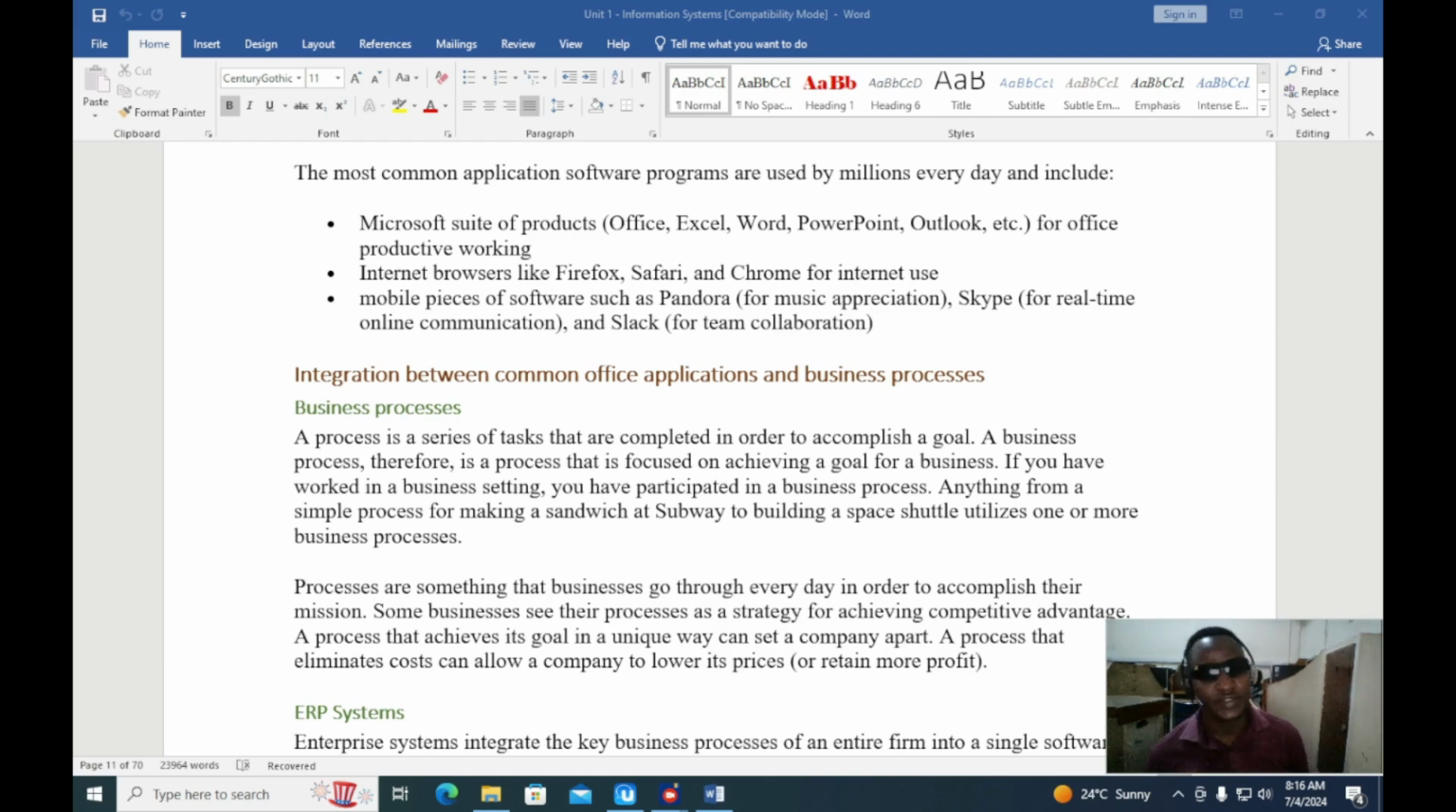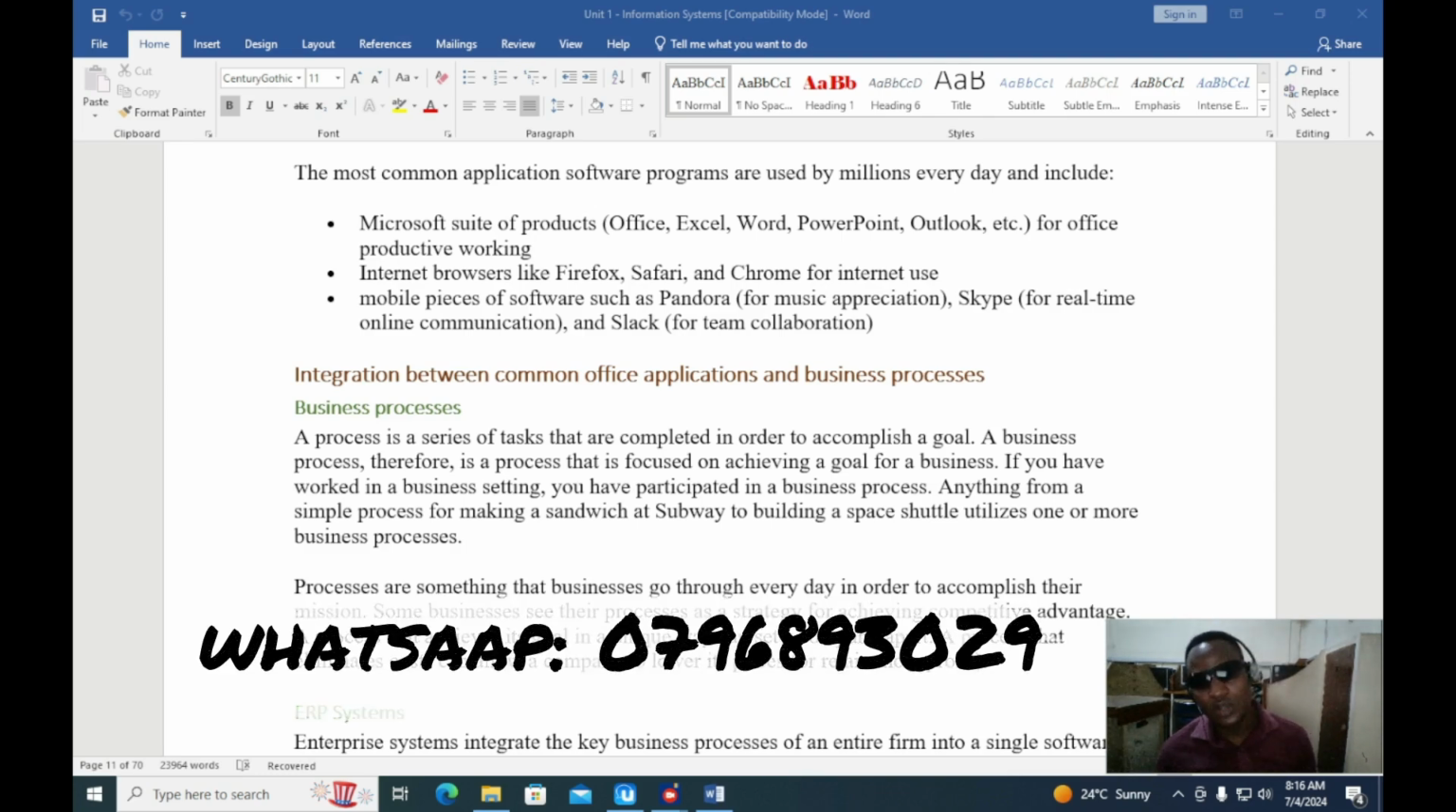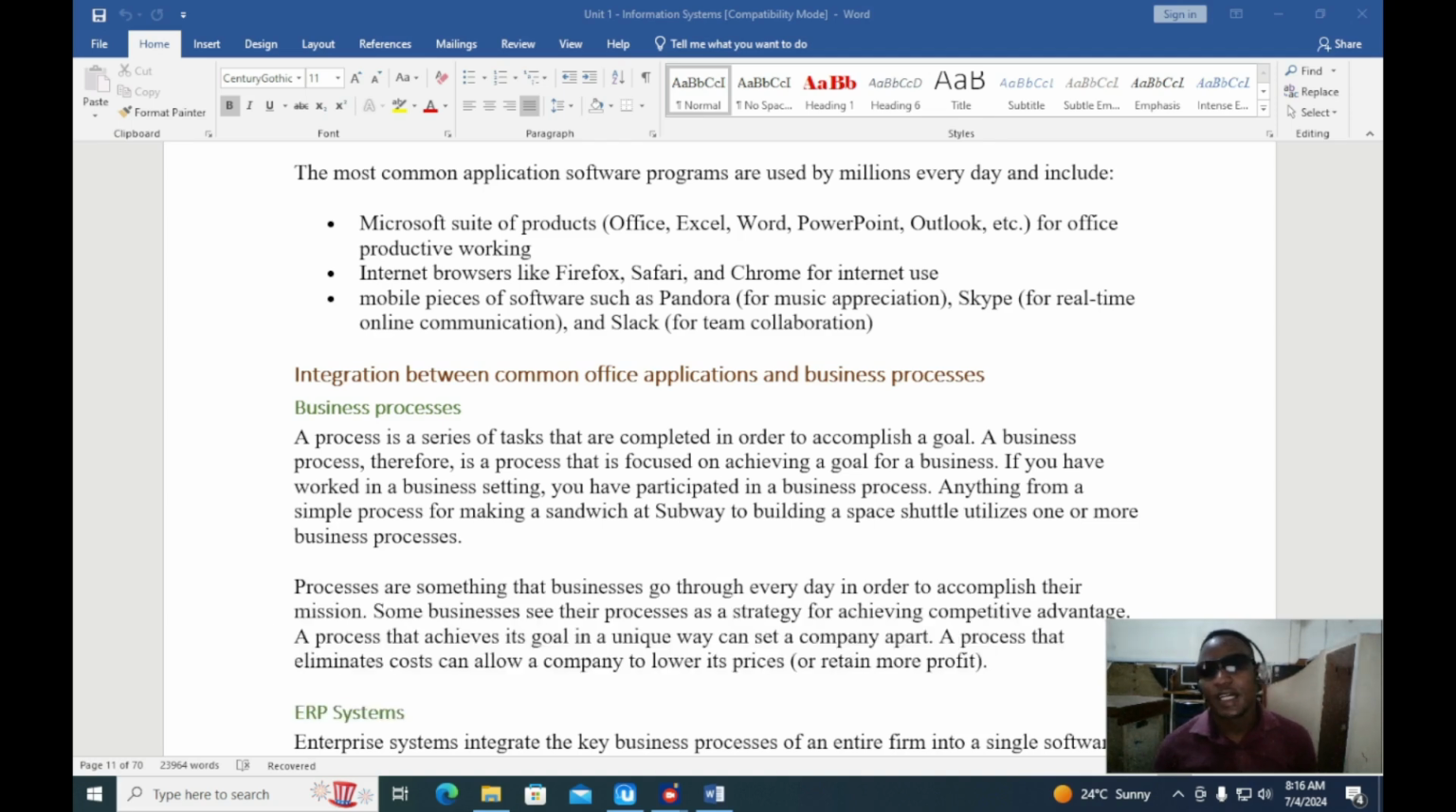Number 3, we have some mobile pieces of software. For example, we have Pandora, and Pandora is used for music appreciation. We have Skype. Skype is used for what we call real-time online communication. We also have software like Slack that is used for team collaboration. So we have so many other examples of these software basically.